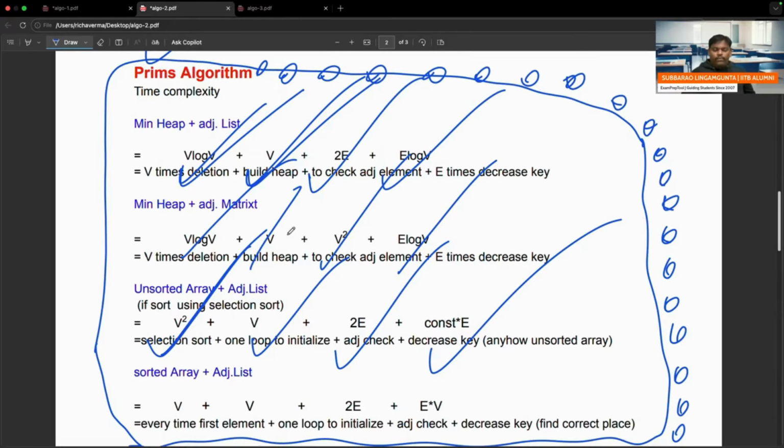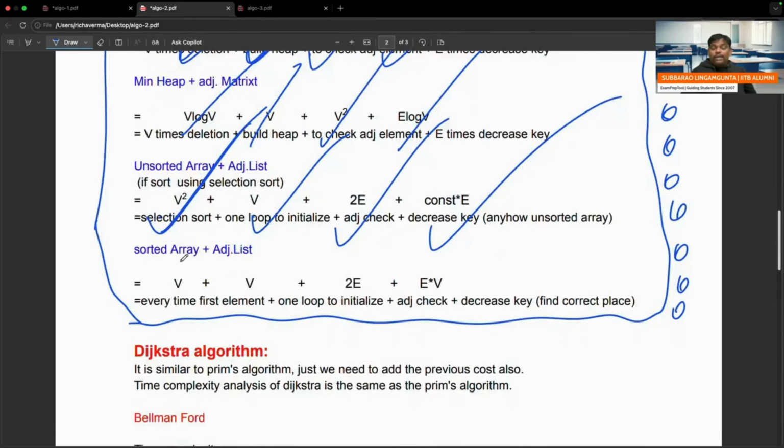Fine. Perfect. Next, sorted array and adjacency list. Sorted array, every time the minimum is constant. Initially for initialization purposes it takes V time, which is not a big deal. Initially all are set to infinity for initialization, V. Next, every time deleting the minimum is constant because it's sorted, so V times in total.